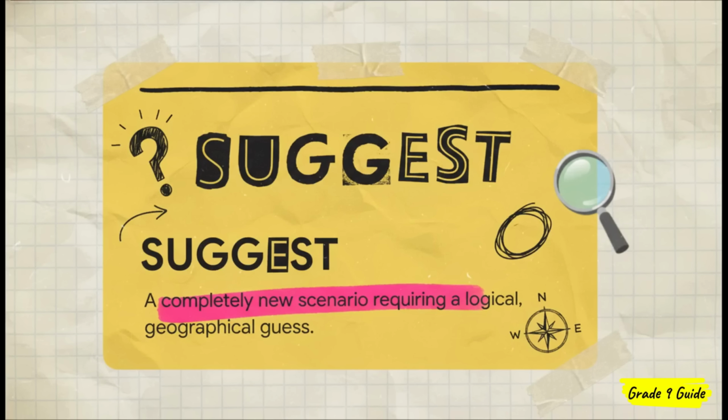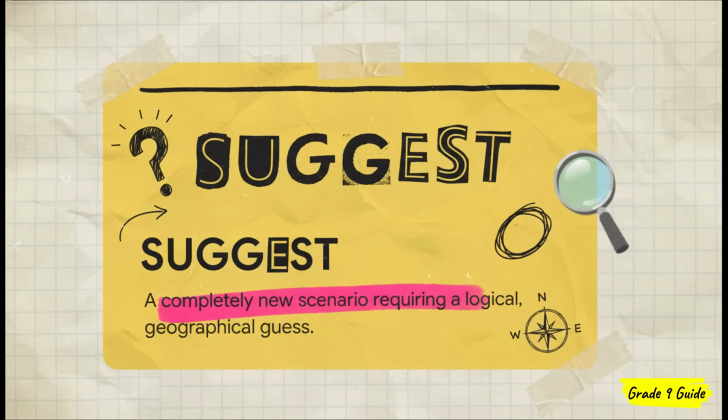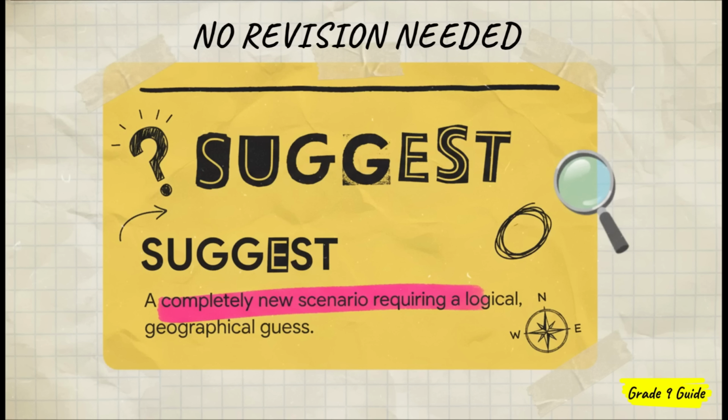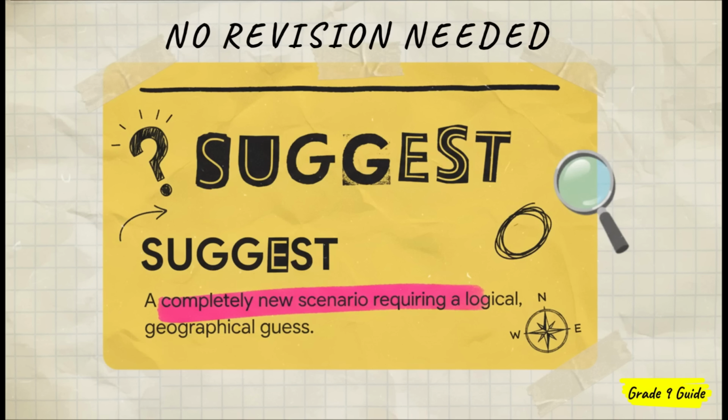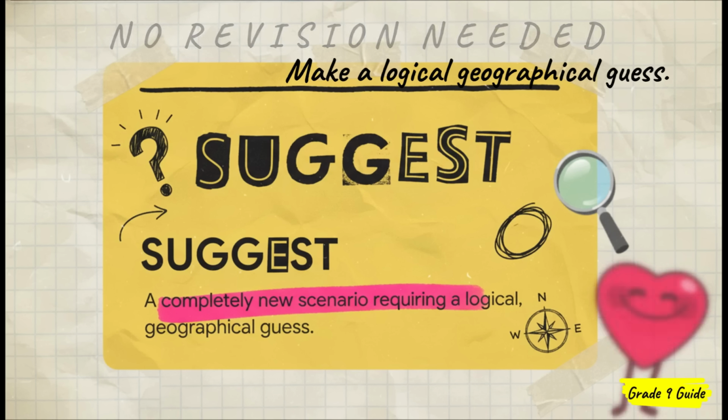Now, what if the paper says suggest? First rule, do not panic if you haven't revised the specific topic. Suggest actually means the examiner is tossing a completely new scenario at you. You aren't supposed to have memorized the answer beforehand. There's no way you could have. You just need to make a logical, geographical guess based entirely on the figure they gave you.